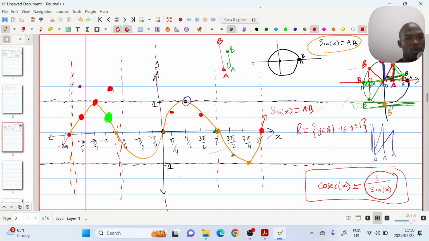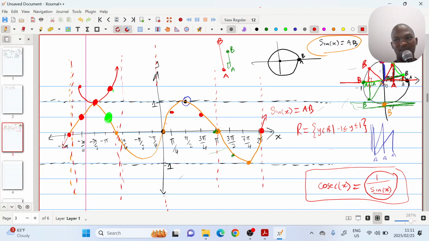Right. Because this is undefined at this point, and you can see the curve is going this way and curving that way, because at this point here the graph is going that way and this side is going that way. So how will this continue? It will continue. It's not going to touch this because at that point, sine of x is 0. So sine of 0 is?